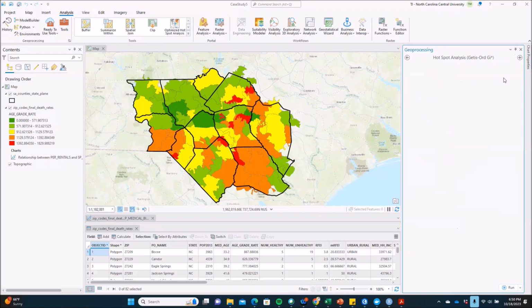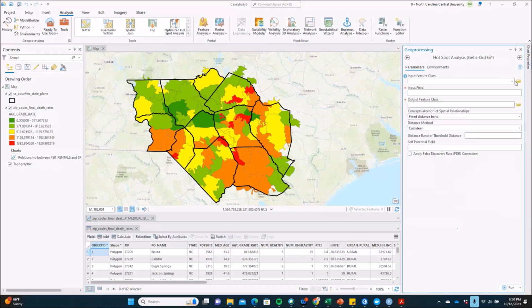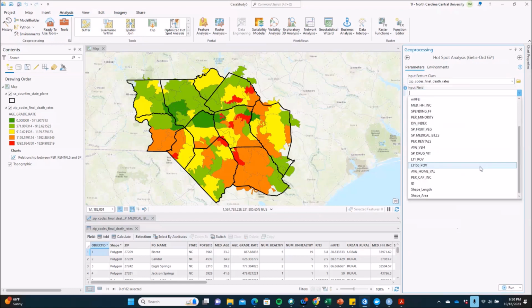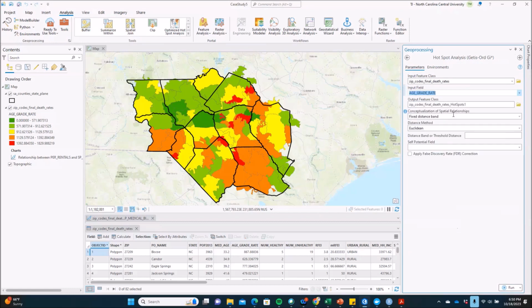I swear I know what I'm doing. Okay, so my input feature class is my zip codes. My input field is my age graded rates. I'll just run this fixed distance band right here. I'll just keep it as the default, but I'm going to run it here.